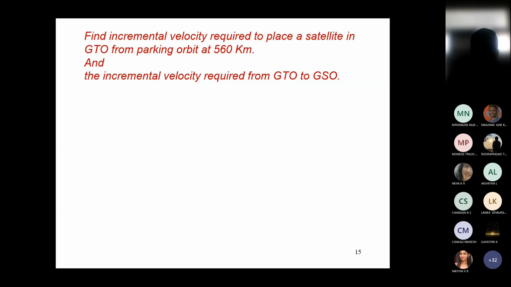Now let us come quickly to an example of launching the satellite in different stages, that means launching the satellite from parking orbit to GTO orbit, and from GTO orbit to GSO orbit. So what is the incremental velocity, or what is the thrust velocity we require? Assume that it is given that the parking orbit is located at an altitude of 560 kilometers. I told you how to calculate.